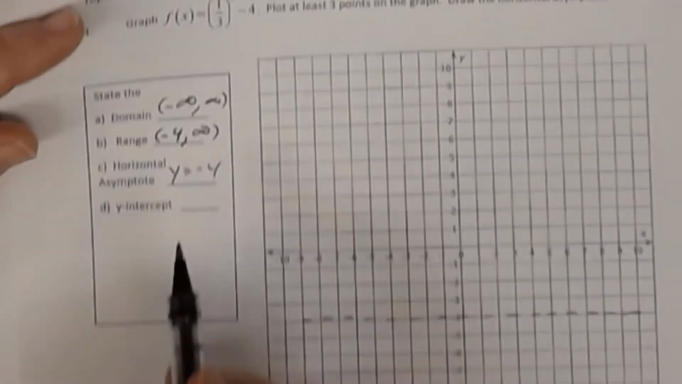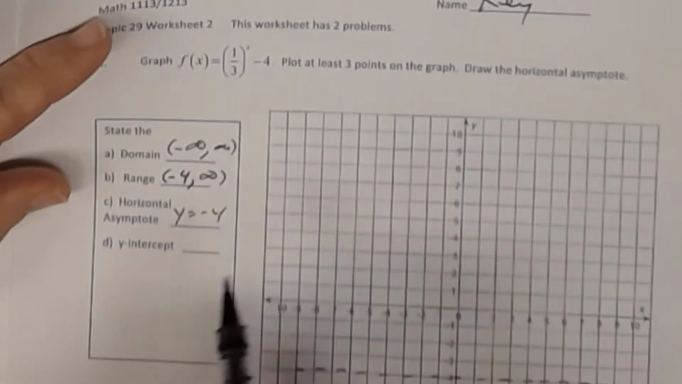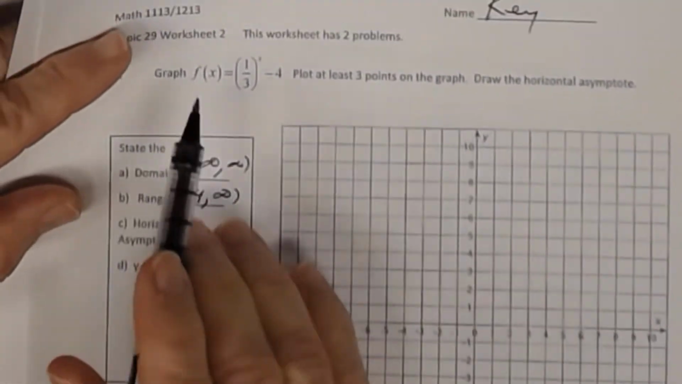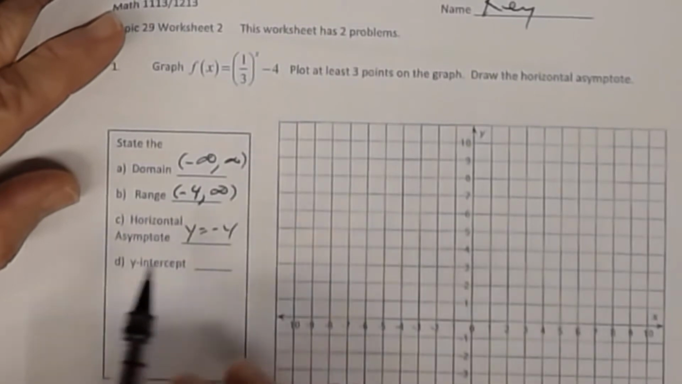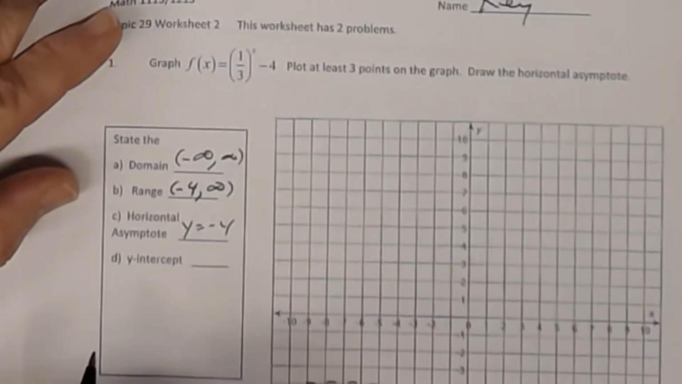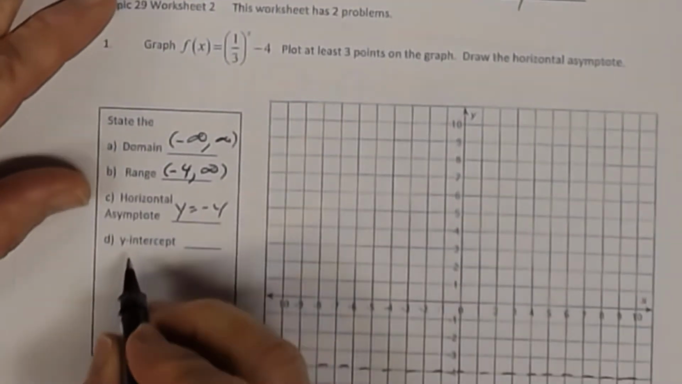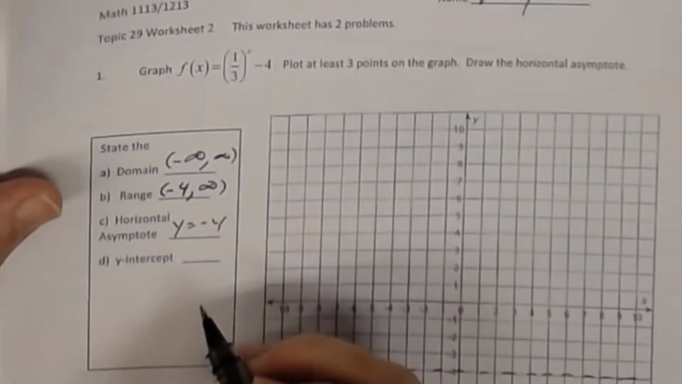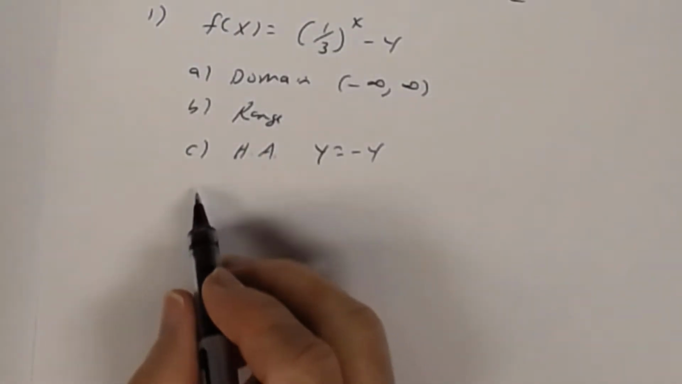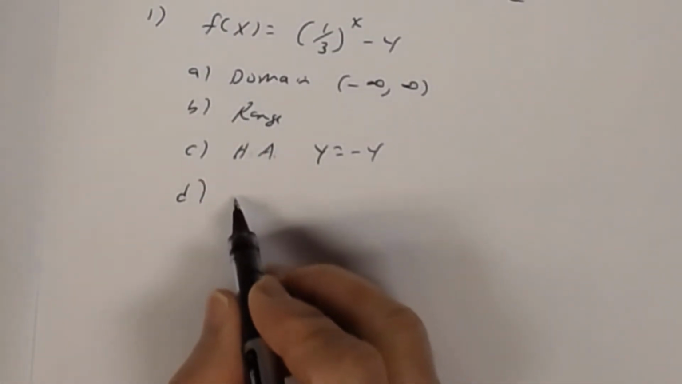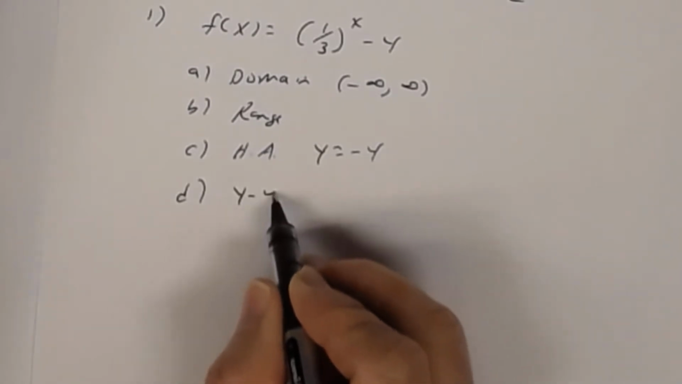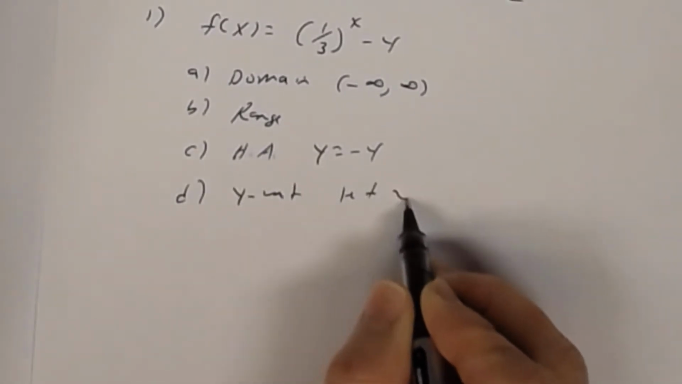The y-intercept. Remember it says plot at least 3 points, right? Well, an exponential function always has a y-intercept. So there's one of your points. To find the y-intercept, remember, in part D, you're going to let x be 0.